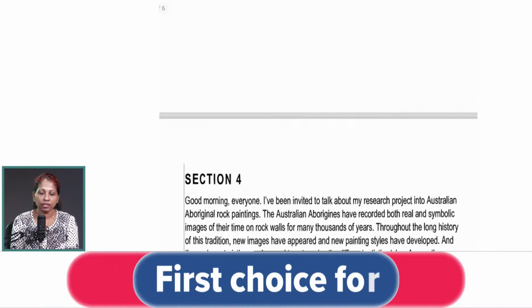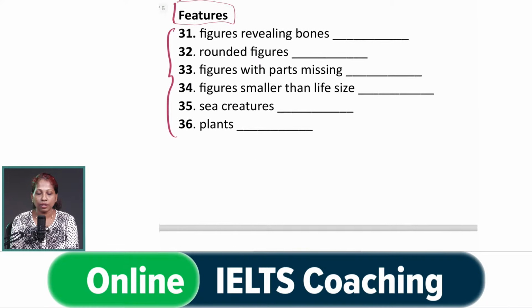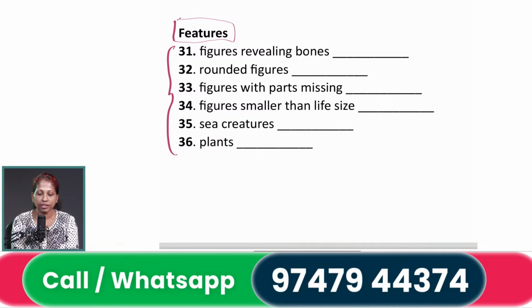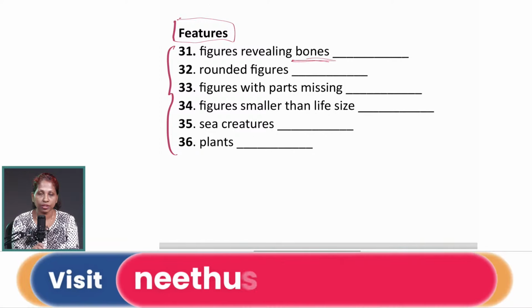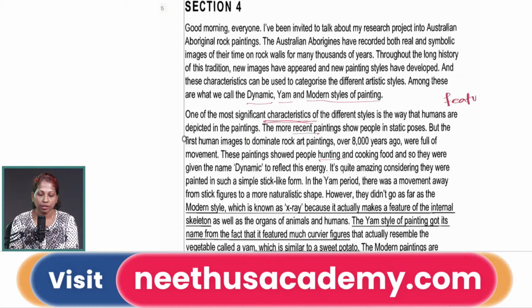So the first feature we are looking for is what? Figures revealing bones. So we are looking for something wherein they are telling about figures which displayed bones, right? So this is what we are looking for. That is our keyword.